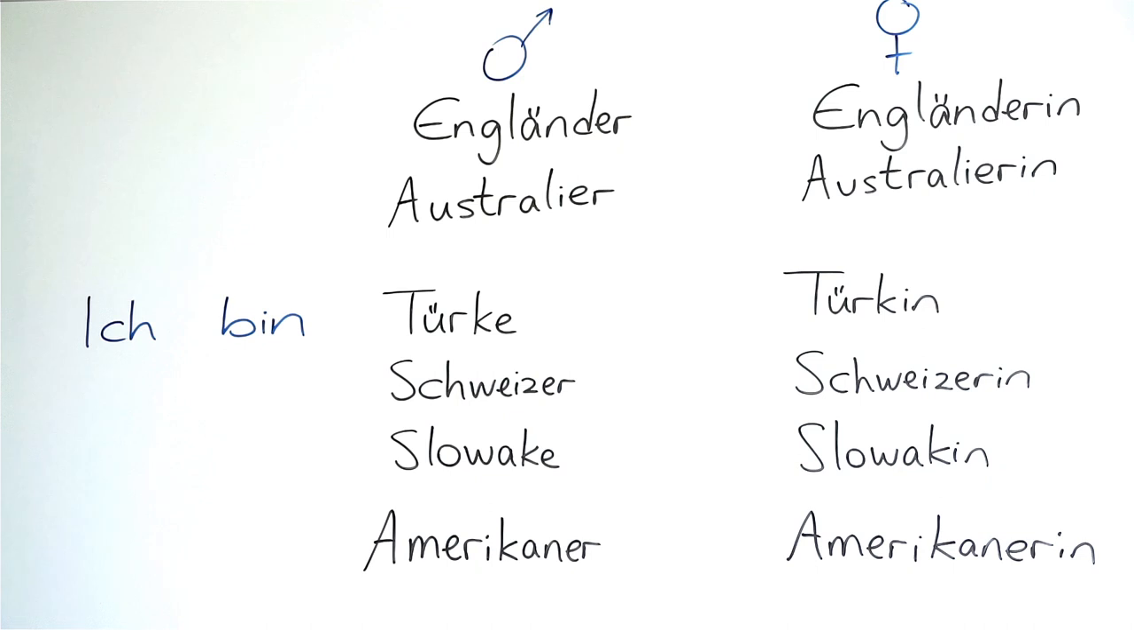Here we have ich bin. Ich bin stands for I am. Please repeat after me. Ich bin Engländer. Ich bin Engländerin. Ich bin Australier. Ich bin Australierin. Ich bin Türke. Ich bin Türkin. Ich bin Schweizer. Ich bin Schweizerin. Ich bin Slowake. Ich bin Slowakin. Ich bin Amerikaner. Ich bin Amerikanerin.